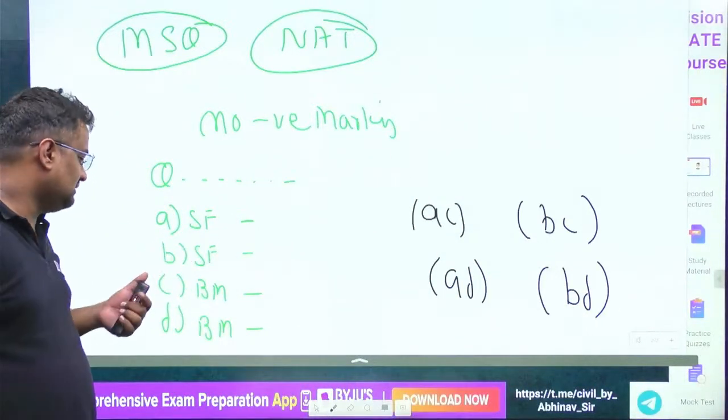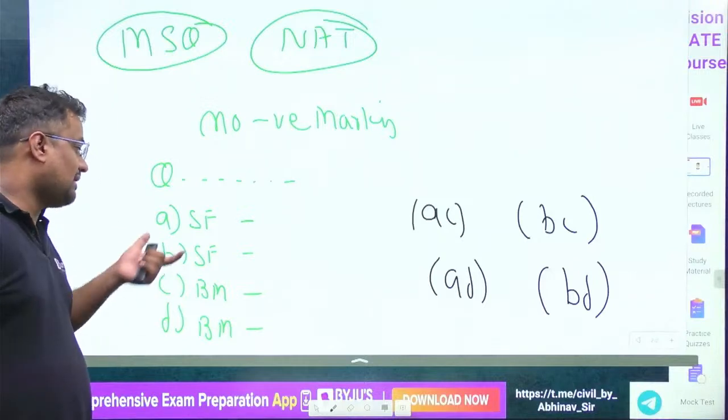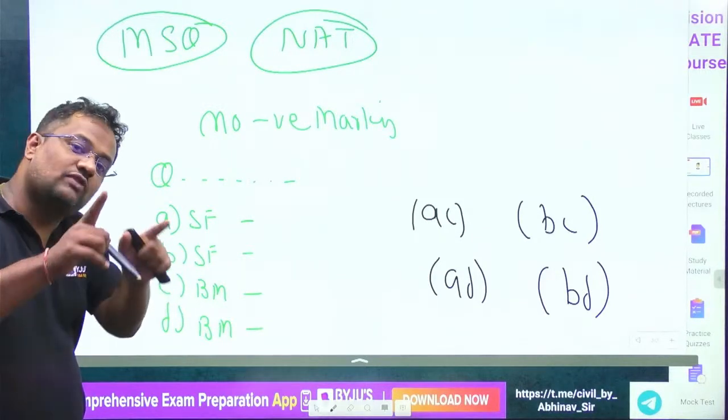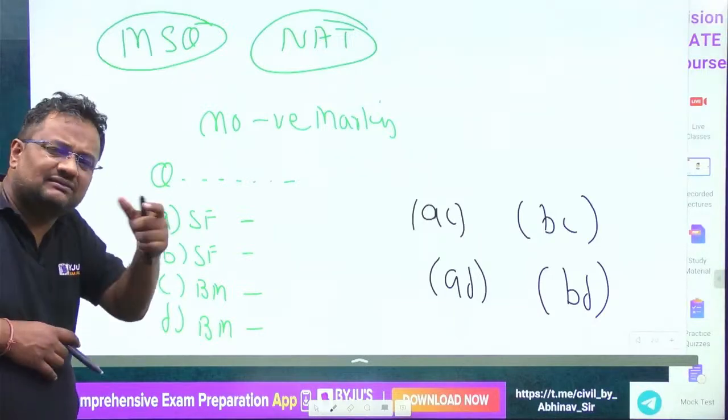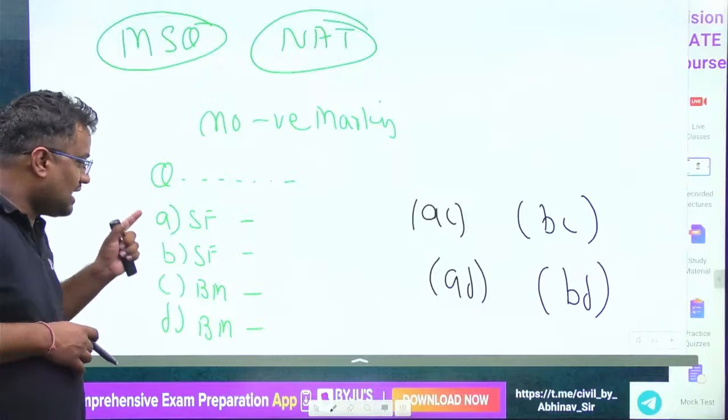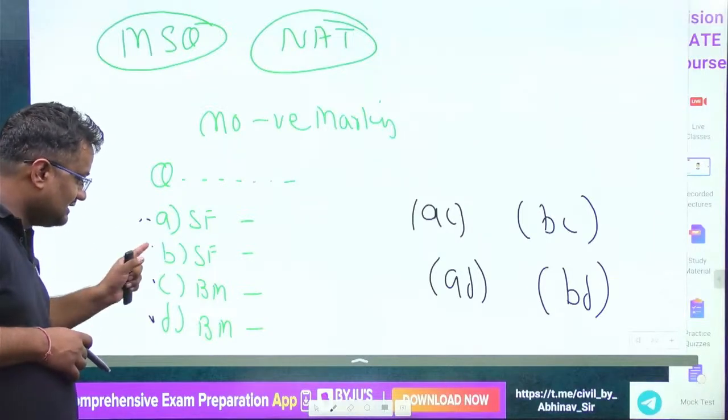I see only C can be the answer. Okay, might be both shear forces are not matching, so only C can be the answer. Even MSQ can have just one option correct, but they will generally not ask with that much of a twist. So it is either AC, AD, BC, or BD.